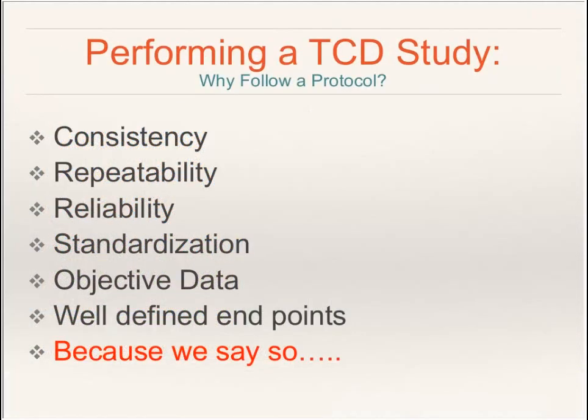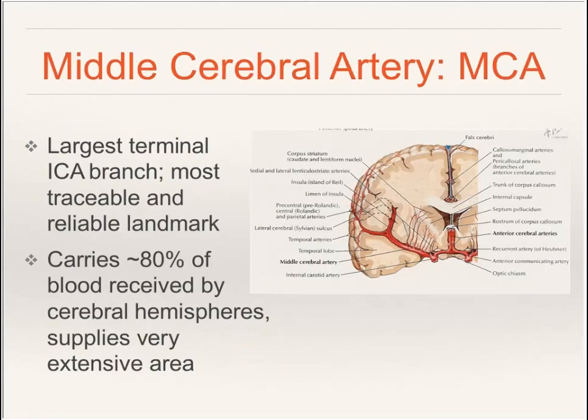Now, when you perform these studies, you want to be consistent. You want them to be repeatable because you're going to be following these children over time. You want them to be reliable so that you always carry your study through from the very shallowest point all the way through to the contralateral side. You want to follow a standardized protocol so that it can be repeated. You want objective data, which means the measurement of the TAM, the mean flow velocities. And we have well-defined endpoints, which are the numbers that we've talked about.